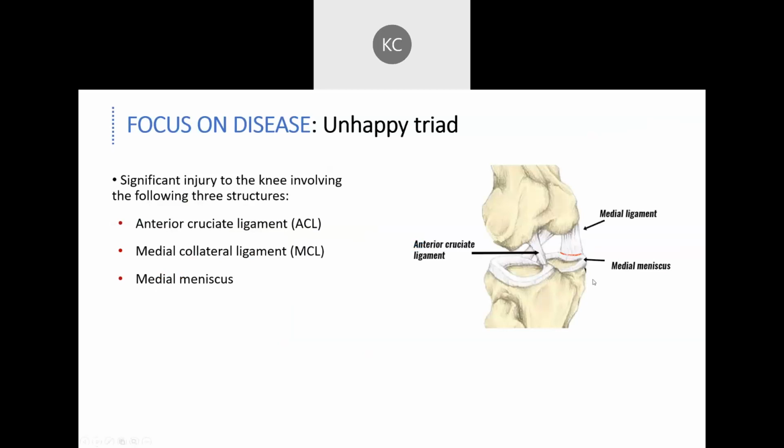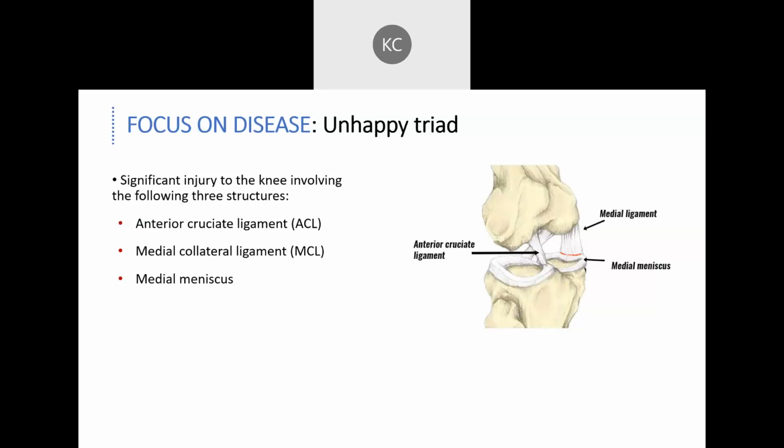So here's your ACL, right? So here's the knee, here's the fibula, here's the tibia, this is anterior, this is posterior back here. Here's the anterior cruciate ligament. Here's the medial collateral. Collateral means on either side. So the medial collateral is on the medial side and the lateral collateral is on the lateral side. And then here is the medial meniscus, right? So in the unhappy triad, you have some type of blow, some type of trauma to the knee in which you tear all three of these at once. So you tear the ACL, MCL, and medial meniscus.